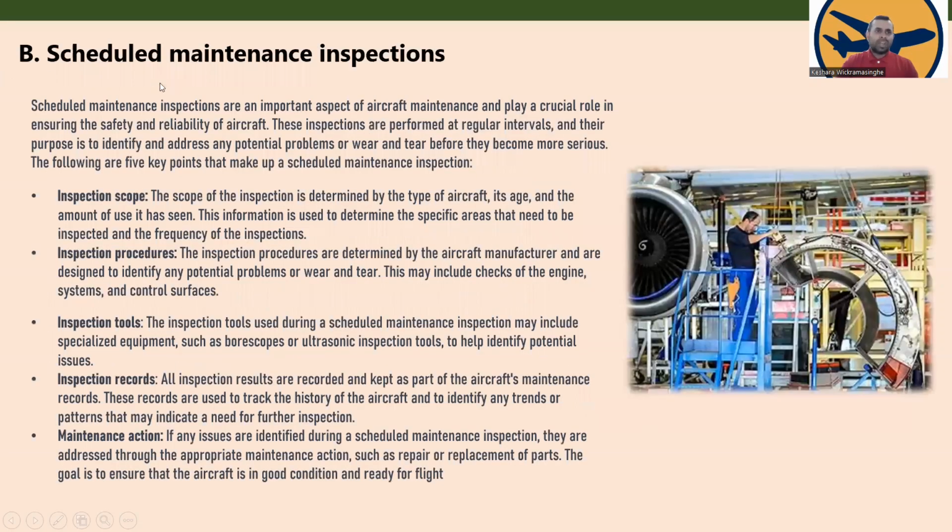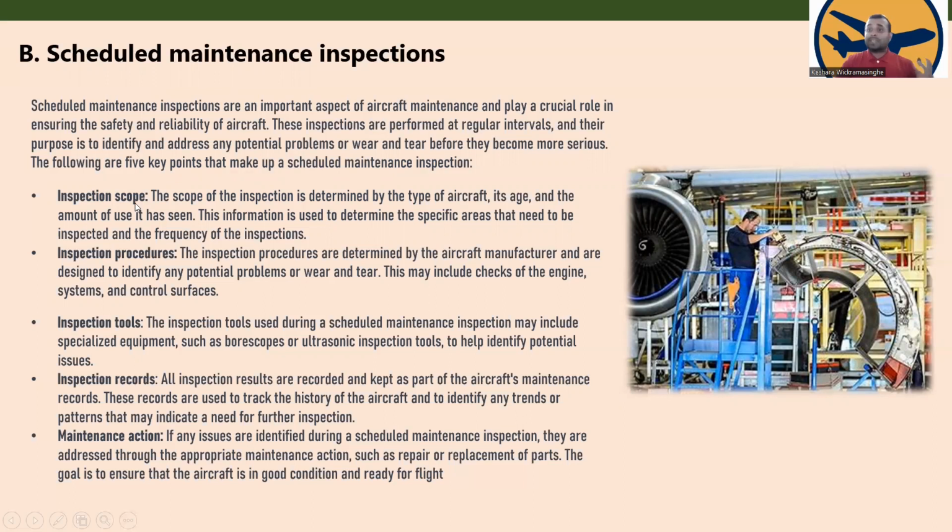Okay, now let's go to the scheduled maintenance inspection. Scheduled maintenance inspections are an important aspect of aircraft maintenance and play a crucial role in ensuring the safety and reliability of the aircraft. These inspections are performed at regular intervals, right? Their purpose is to identify and address any potential problems of wear and tear before they become more serious. So the following are 5 key points that make up a scheduled maintenance inspection.